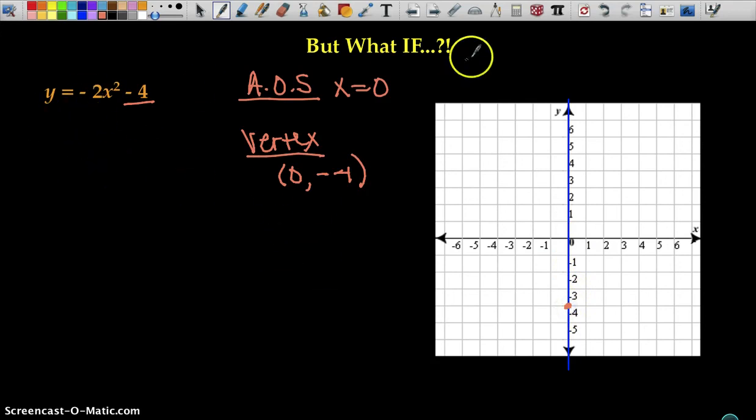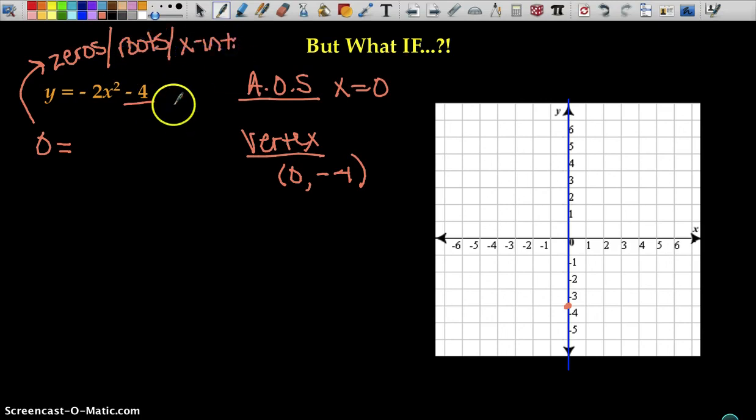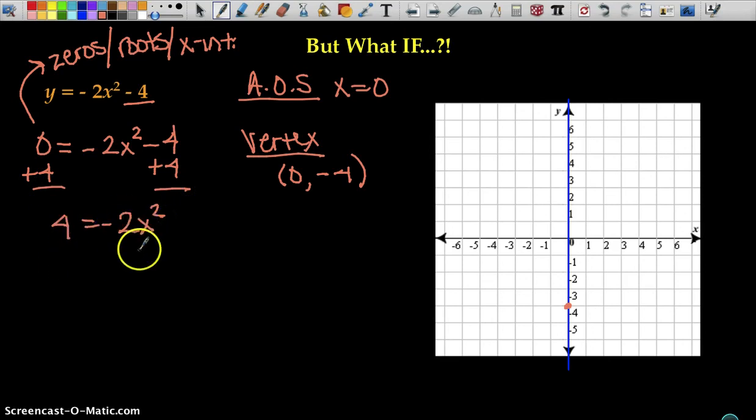Now, what if we put 0 in here? Remember, this part right here is finding the zeros or roots or x-intercept. Remember those are all 3 interchangeable. 0 = -2x squared minus 4. So solve your equation by adding 4 to both sides. So we get 4 equals -2x squared. Divide by -2, divide by -2. And you get -2 equals x squared.